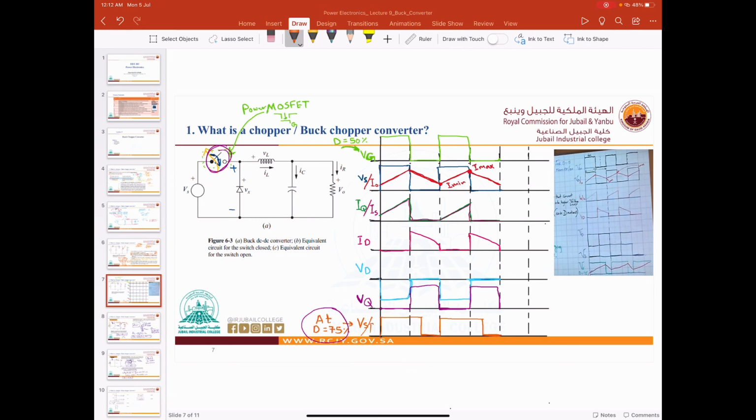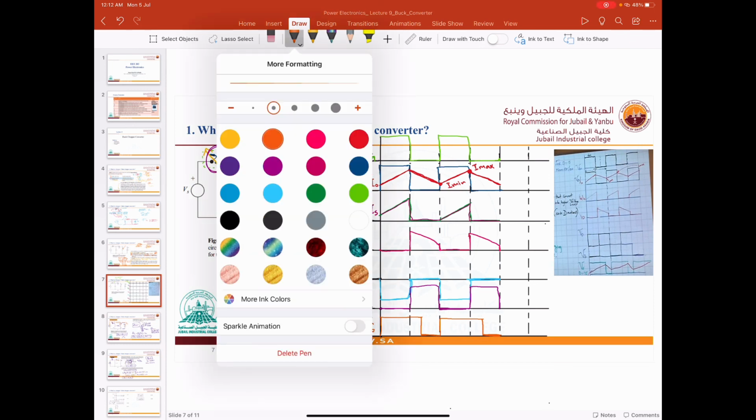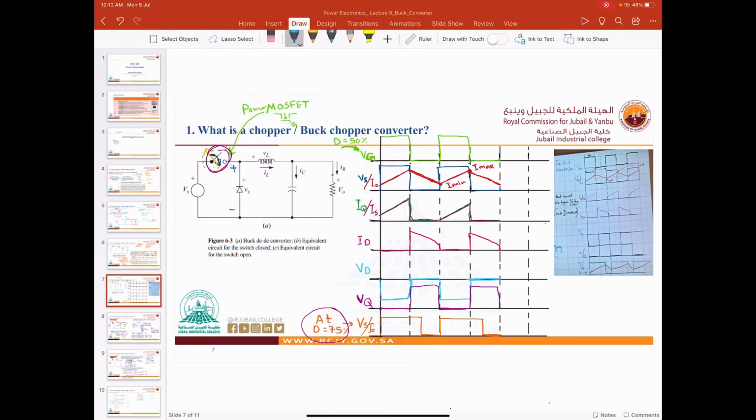Now let us use I out. Let us see the I out here, shabab. We can use another color. So I out is charging for 75% and discharging for the rest, and so on. The time for charging is more now. If it is 25%, the time of charging is less, and the time of discharging is more, and so on.